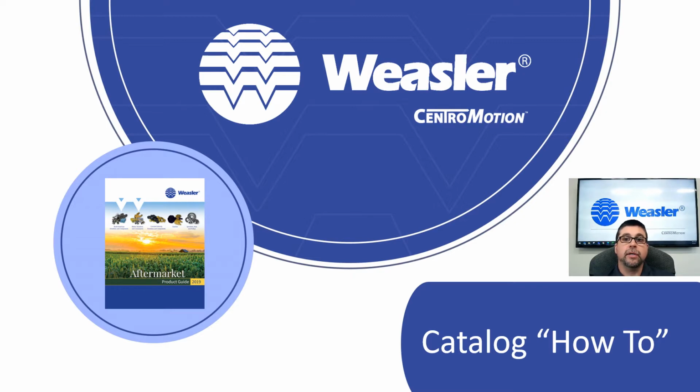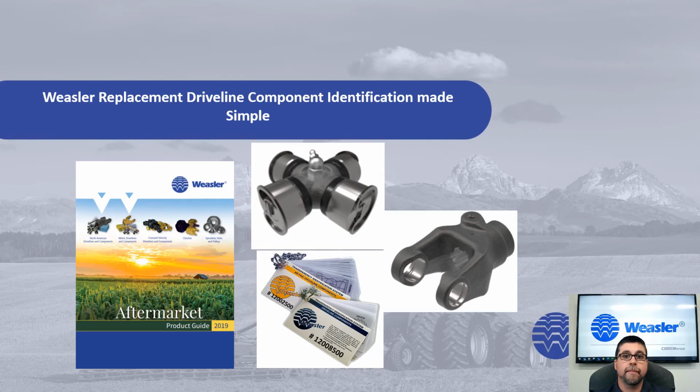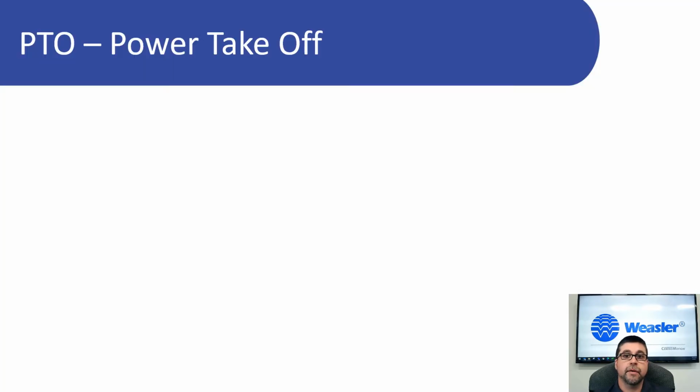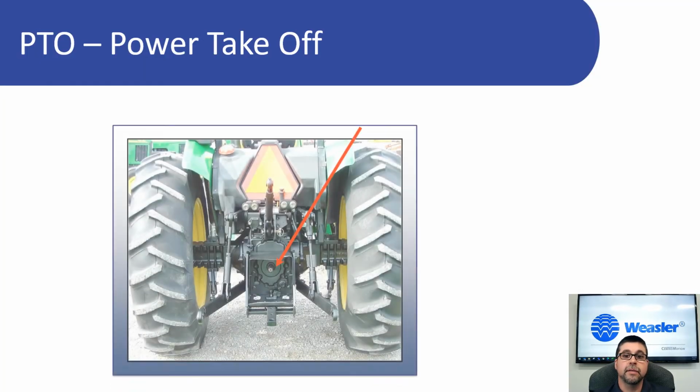Today I'm going to talk about basic PTO part identification using the Weasler Aftermarket Product Guide. We will take the mystery out of identifying what replacement PTO driveline part is needed, from tractor yoke to the implement yoke and everything in between.